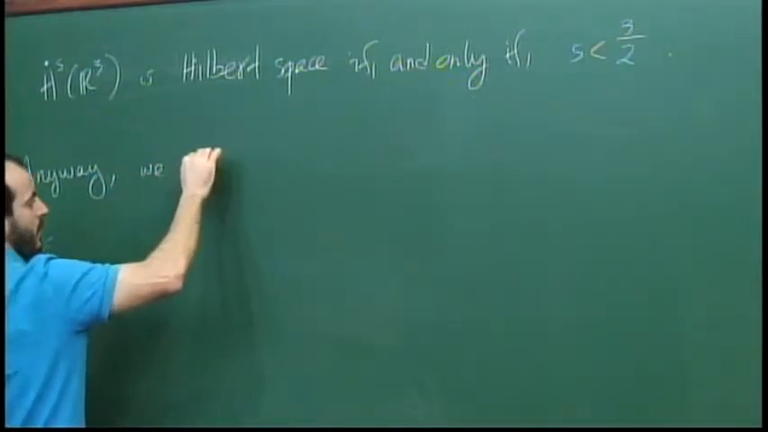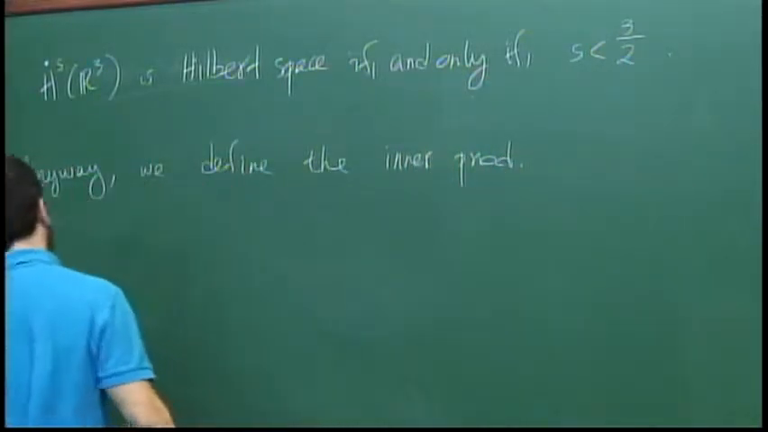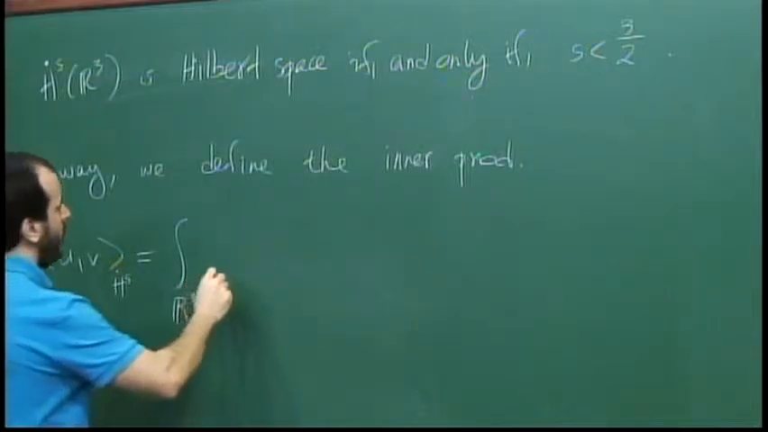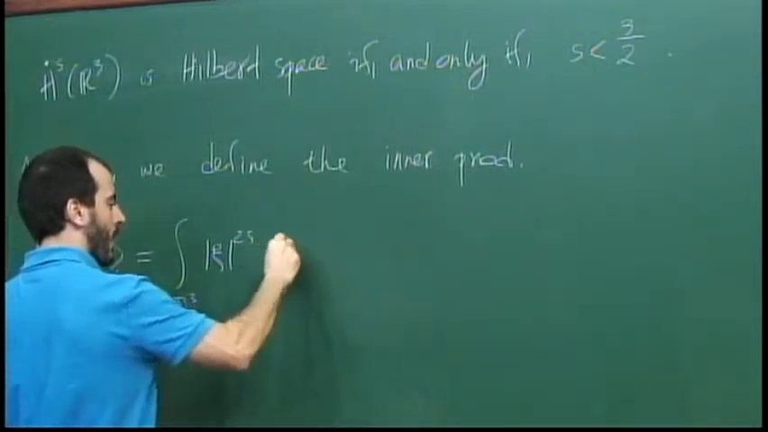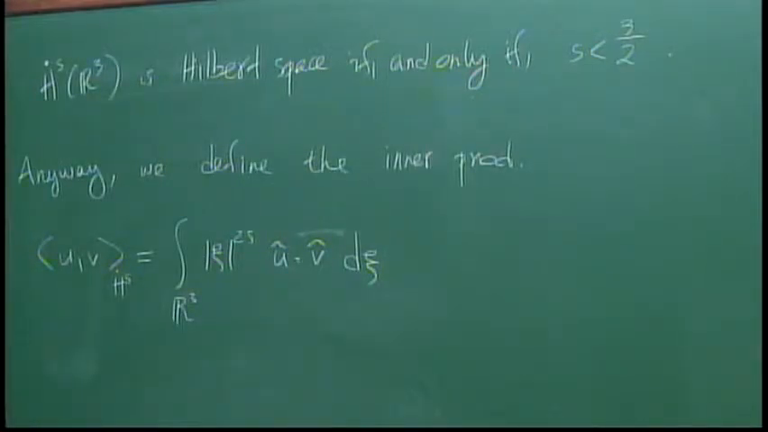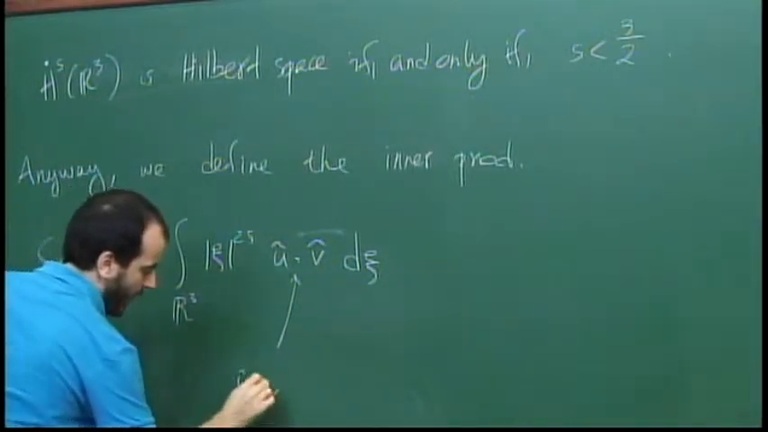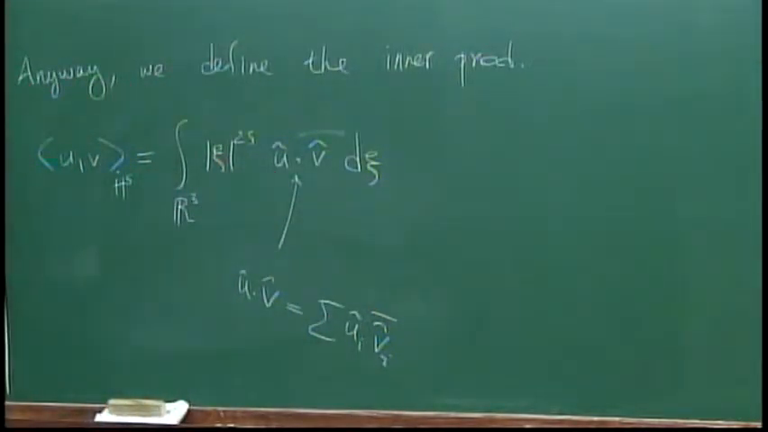So anyway, we can define the inner product of U and V in H dot S to be the integral in R3 of psi to the 2s U hat dot V hat d psi. Here I'm considering vector valued functions, so this is the complex inner product. U hat dot V hat is actually U_i hat times V_i hat conjugate. In one dimension we have this directly, that's why I got confused a bit. All right.